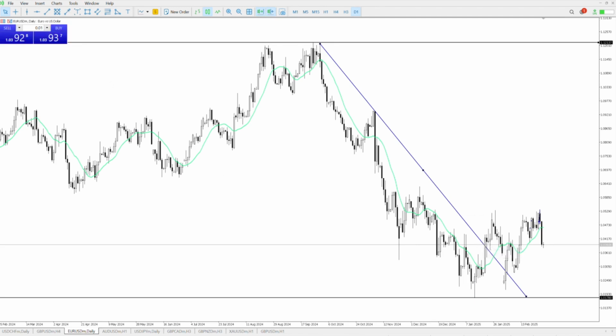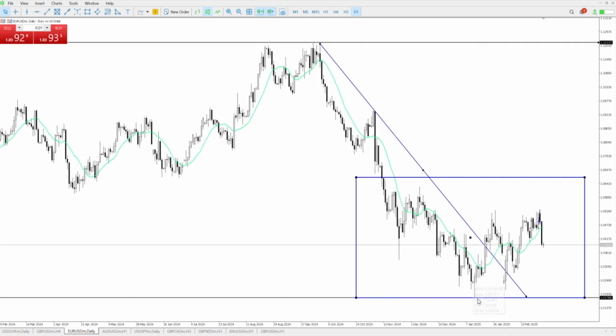Let's observe. Going back, I will focus on this box right here. This box will be my main focus because this is where price is currently at. From here, you notice that there is a breakout from EURUSD, a breakout from the trend line.